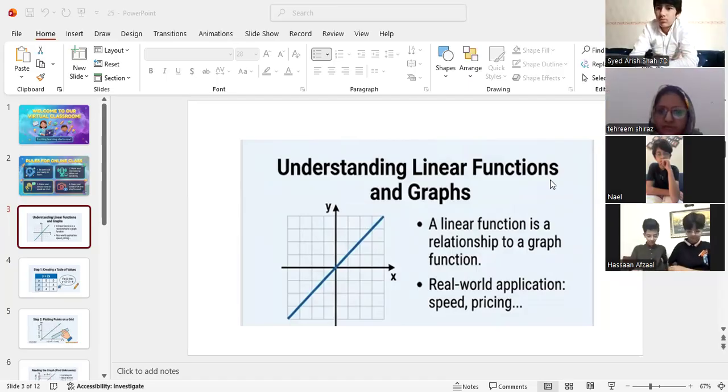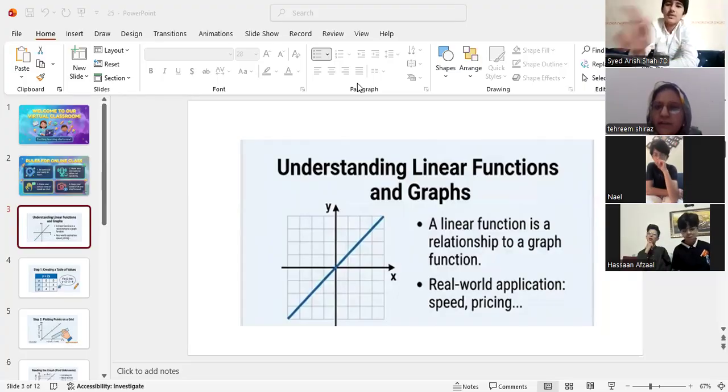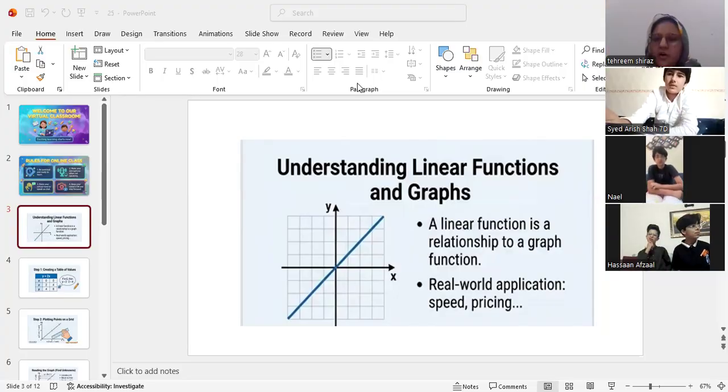Yes, Arish. Ma'am, mostly fuel prices. The fuel price rate of change is not constant. They will increase somehow 10 rupees or 20 rupees, somehow 100, somehow 50. The rate of change is not constant. Anyone?